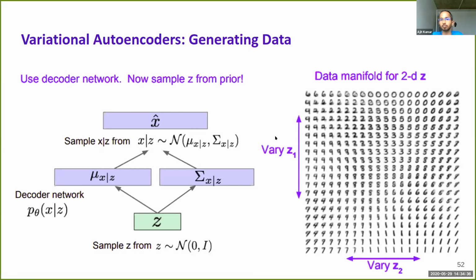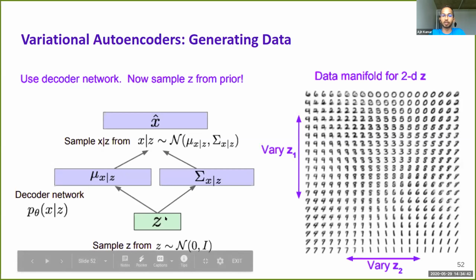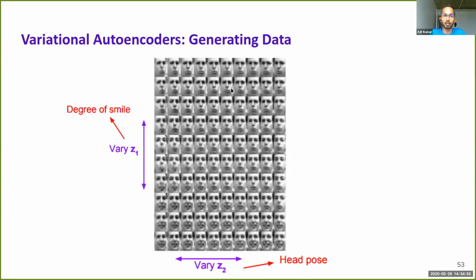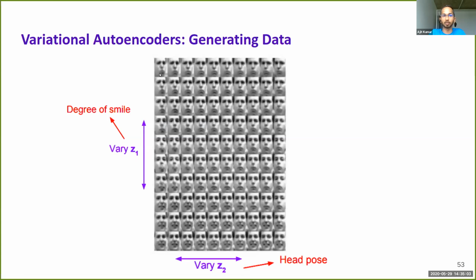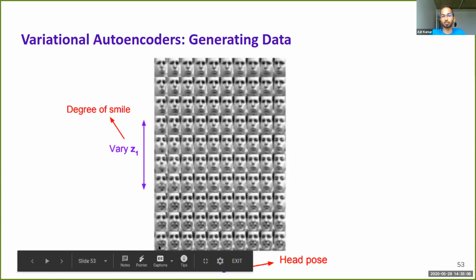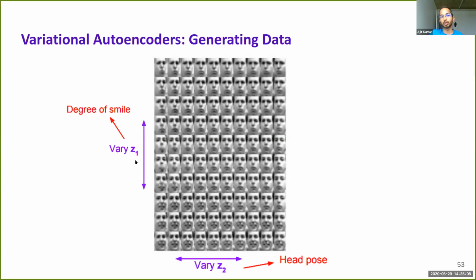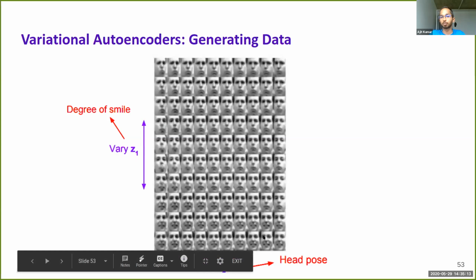Let's say that we have MNIST data and we represent it in 2 dimensions in z. If you vary some particular dimension, you can see the image changing from 7 to 1 and 7 to 6. It is more obvious in the case of faces. Let's say we are representing faces in 2 dimensions. Along this dimension, the person is not smiling, but if you go down this dimension, the person is smiling more. So this dimension is essentially capturing the degree of the smile, and this one is capturing the head pose.